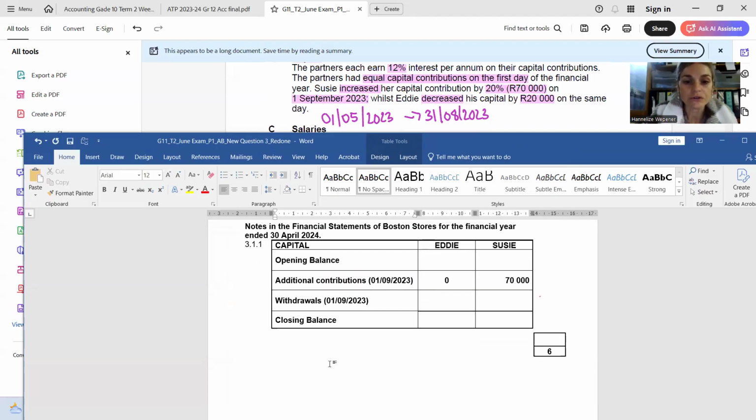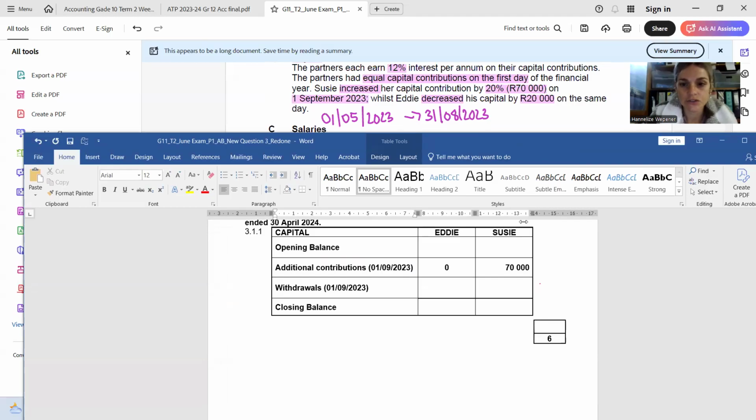Okay, so they are saying that Susie increased her capital by 20% in the current financial year, and that 20% amounted to 70,000 Rand. So going back to how did she get to this amount? So it was her opening balance of her capital.